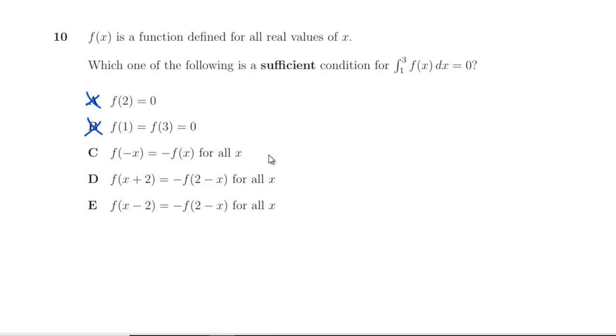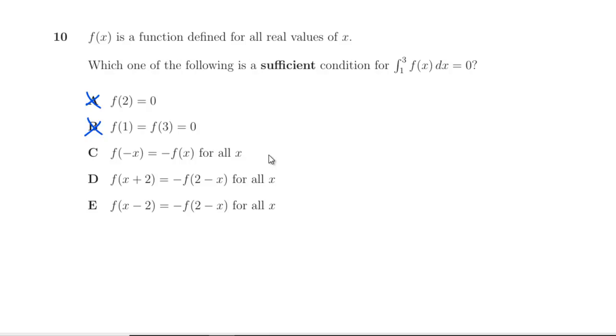f of minus x is minus f of x for all x, but that's just reflecting it. No, that doesn't help, does it? Because we're centered here on 2 for x being the middle of the integral. Yeah, I don't see how that helps. D and E, at least we're doing a translation here. If we shift it to the right, then that will certainly help, wouldn't it?